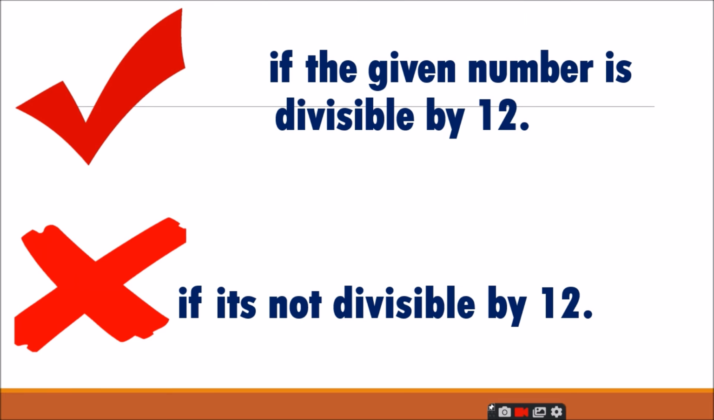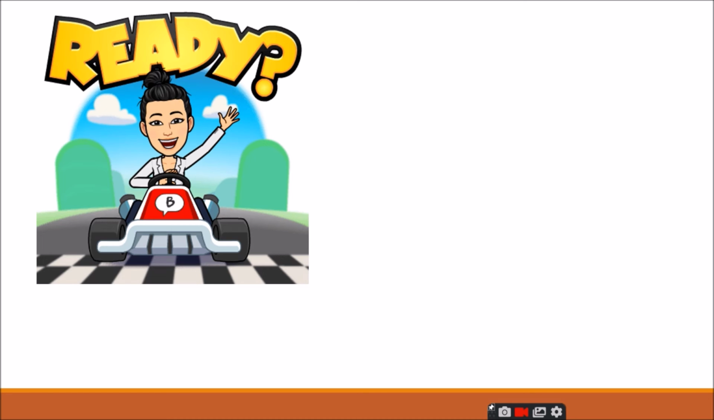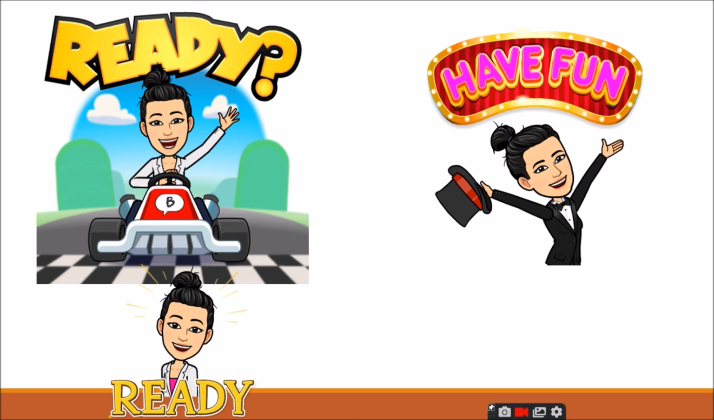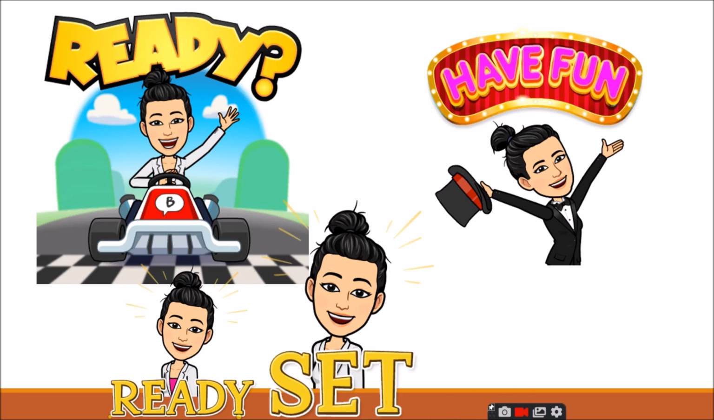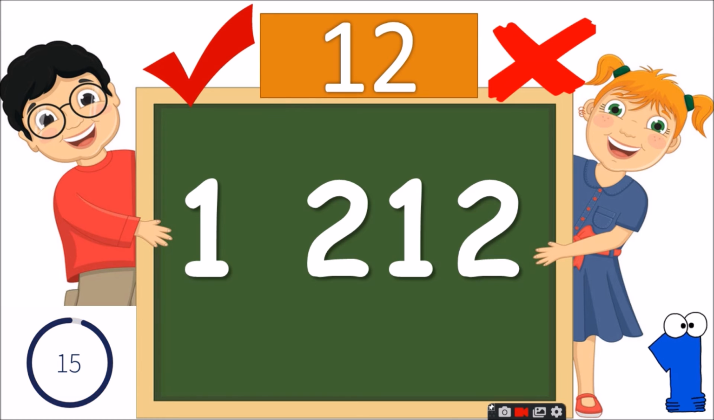Now, let's have the next activity. Check if the given number is divisible by 12 and X if it's not divisible by 12. You are given 15 seconds to finish the activity. So ready? Have fun! Ready, set, and go! Number 1. Is this divisible by 12? Check or X.